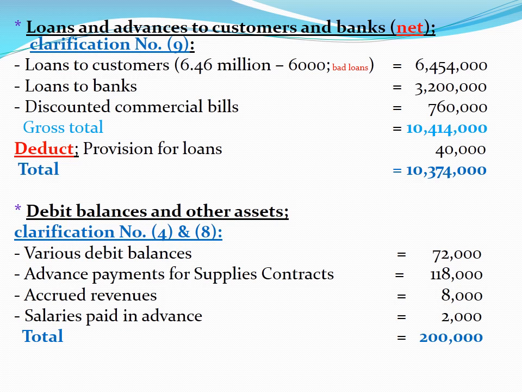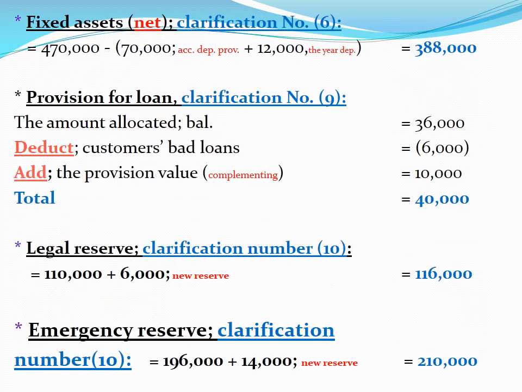Clarification number 4 and clarification number 8. Various debit balances, this is from the trial balance. Advance payments for suppliers contracts from the trial balance. Accrued revenues 8,000 from the adjustments. Salaries paid in advance 2,000 from the adjustments. Total equal to 100,000 to appear at the end of the balance asset side.